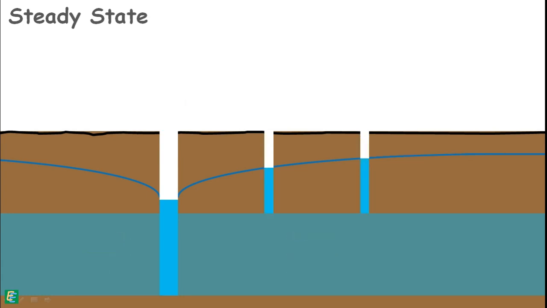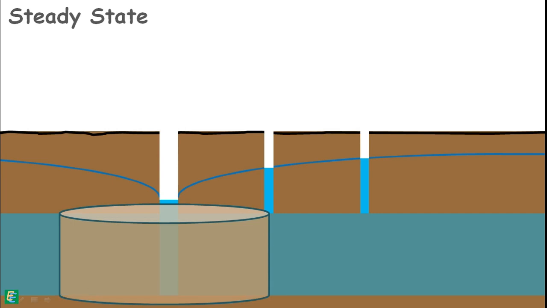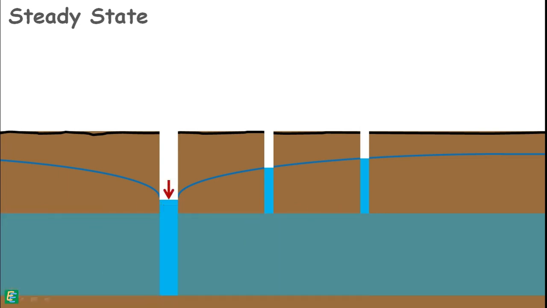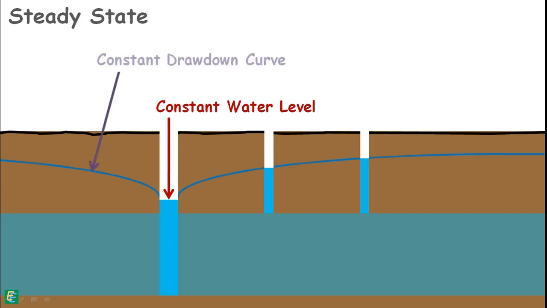So, the rate of water radially crossing this cylindrical surface is equal to the rate of water entering into the well, and that is also equal to the rate of inflow water from this cylindrical surface. At this state, water level in the well will not change. In such a state, the drawdown curve becomes constant and the water level in the observation wells also becomes constant.